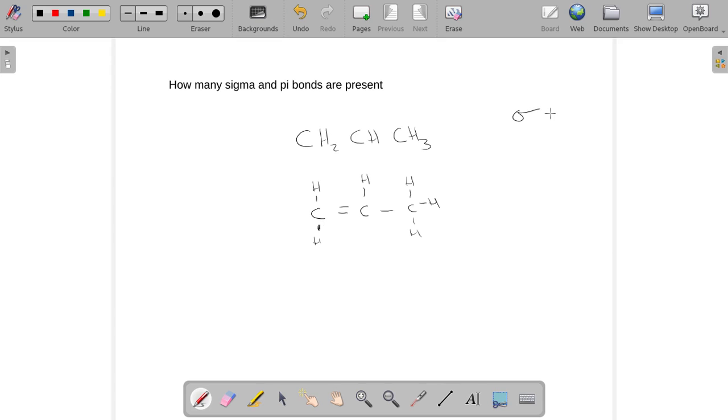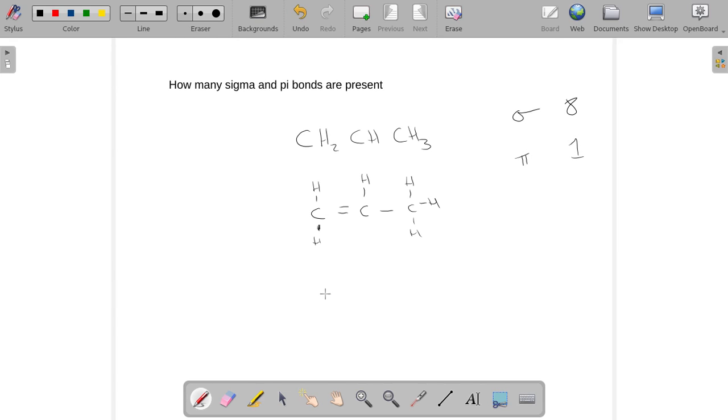So if I want to get my sigma bonds, I'm going to count all of my single bonds as sigma bonds. So 1, 2, 3, 4, 5, 6, 7. And then one of the bonds that make up that double bond is a sigma bond. So this particular structure has 8 sigma bonds, and the other one is a pi.